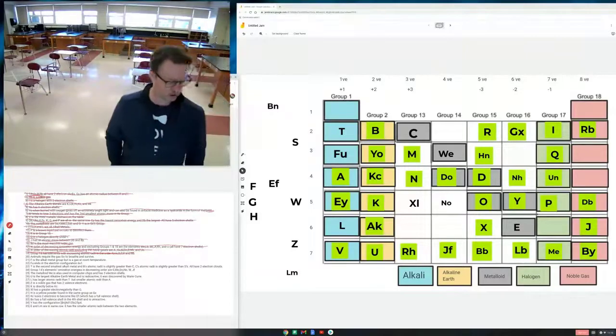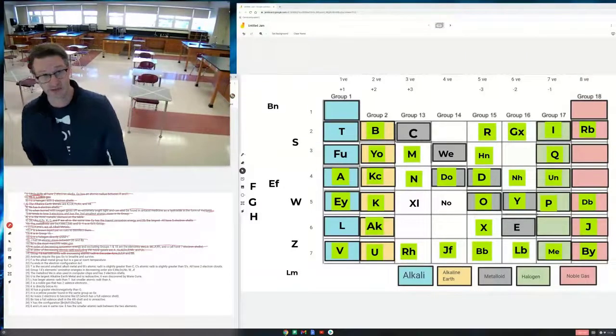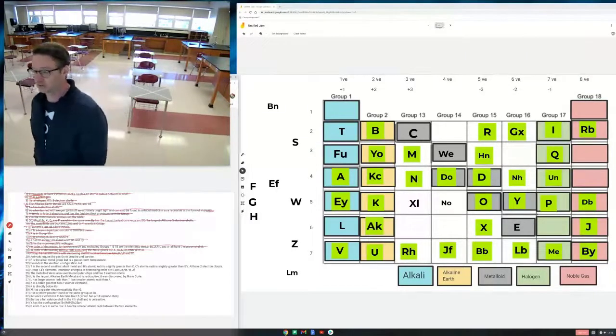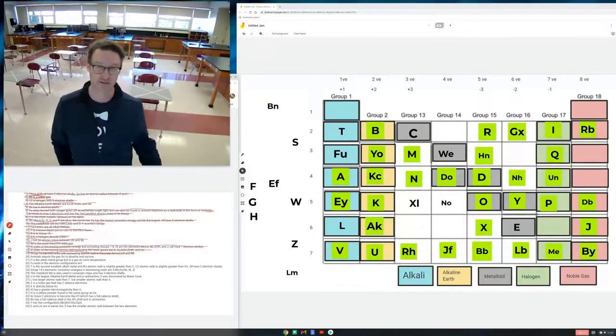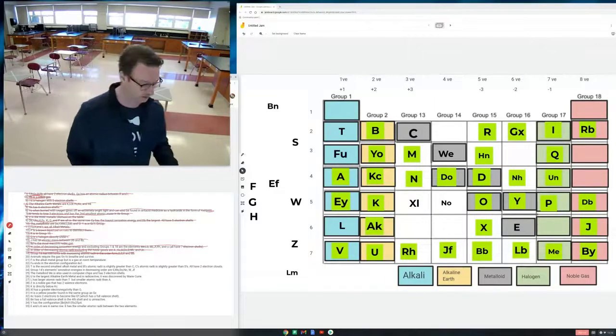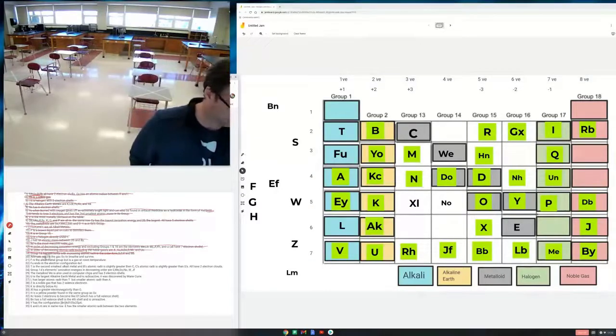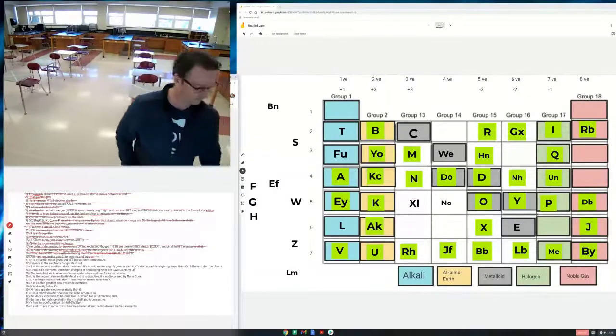Animals require the gas GX to breathe. Well, that would be oxygen. So GX should be in the spot where oxygen is. Oxygen's the top of group 16, so it's already there. But again, just giving us more information to confirm that that's where it belongs.